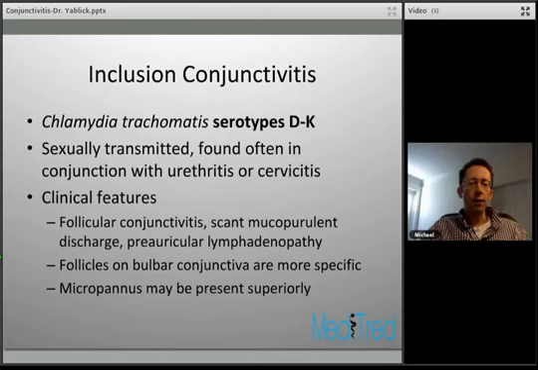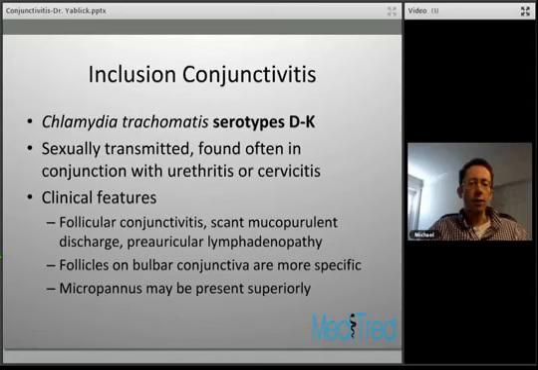Another condition that can cause this is medications. So if the patient is not on any of the typical medications and you do see bulbar follicles, this is highly specific for inclusion conjunctivitis. You can also have a micropannus, which can be present superiorly.